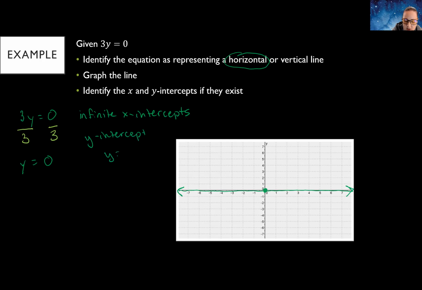But we do have one y-intercept. And that is y equals 0. And the ordered pair is actually the origin because our x is 0. And so it's literally at 0, 0. But this is a horizontal line. Y equals is always going to be a horizontal line.